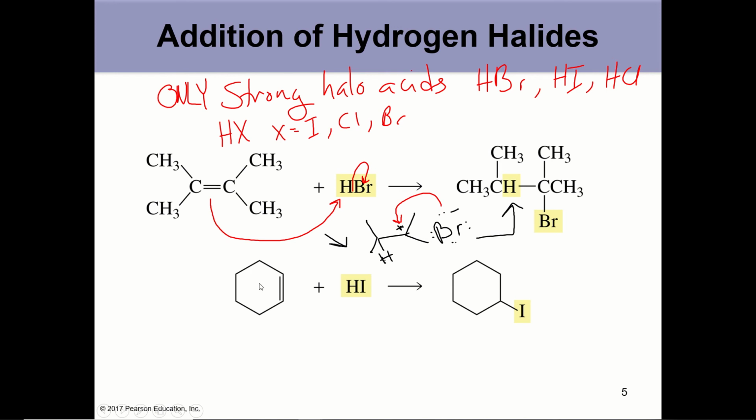The same general mechanism occurs when we have cyclohexene reacting with HI. We add hydrogen to one of the carbons and iodine to the other. Because it's a skeletal structure, we don't actually have to show the new bond to hydrogen. But it is there. This carbon, which once had only one bond to hydrogen, now has two hydrogens because it shows that it has a neutral charge.